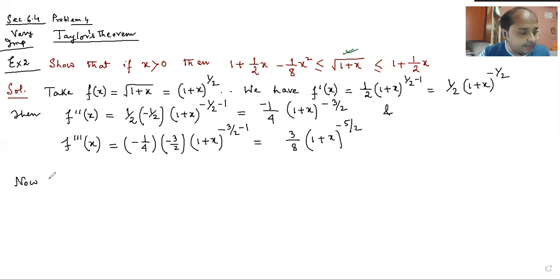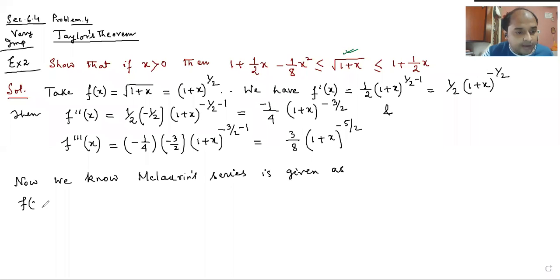Our next job is to write, now we know, the Maclaurin series is given as, let us write the series once more. f(x) is equal to f(0), sorry, what was the series? f(x) equal to f(0) plus x into f'(0) plus... Now let us actually write the form of the series, the form as it was given in the formula. Then I will substitute the values.